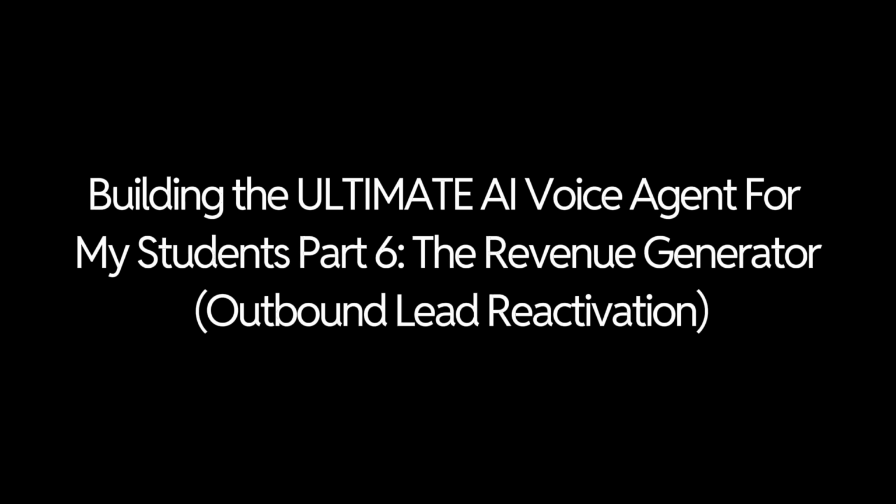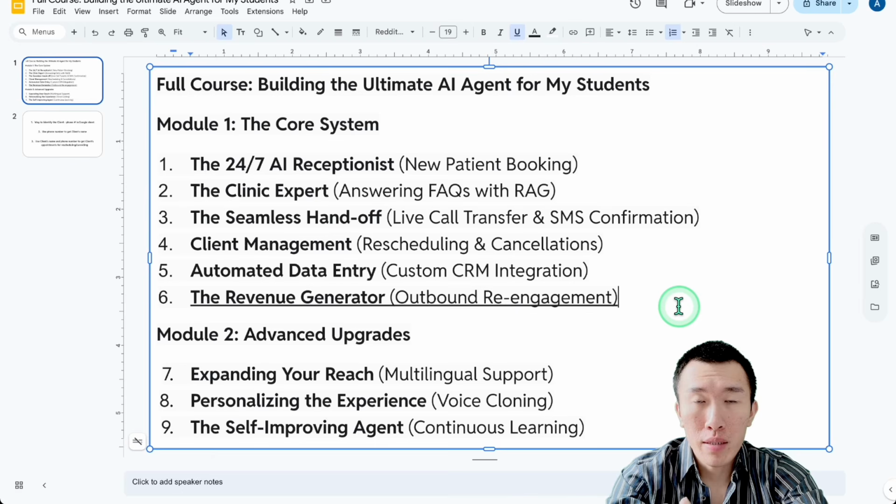Part 6 of building the ultimate AI agent for my students. The revenue generator. Outbound re-engagement, also known as lead reactivation. Now, if it's one video or one part that you're going to watch from this entire course, this is going to be it. Why do I say that? This agent is going to be the single agent that gets the most return on your investment.